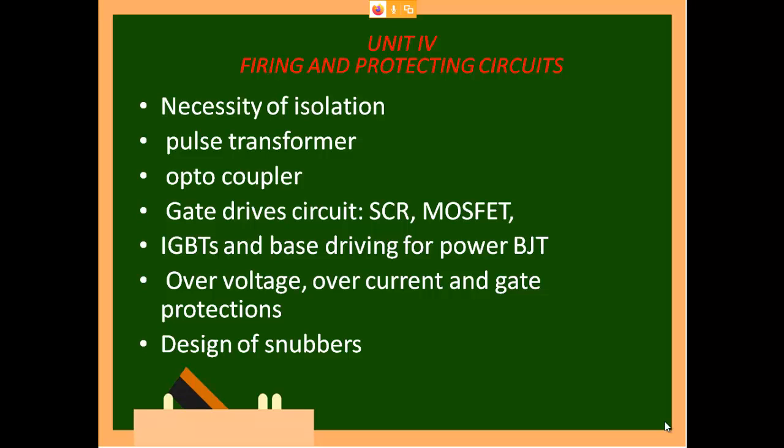So we will go for the pulse transformer, which is one type of isolation. Then we will go for the optocoupler. From the word itself it's very clear, opto means light. With the help of light you are able to couple the circuit. From the input side to the output side you can have light control, and from the output side there won't be any light flow, so it is only unidirectional.